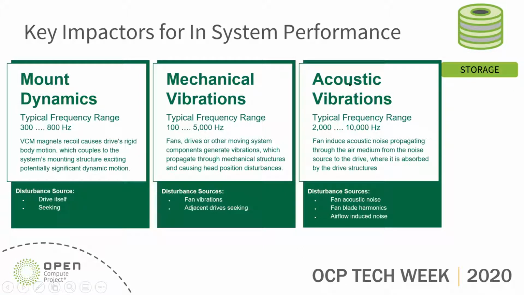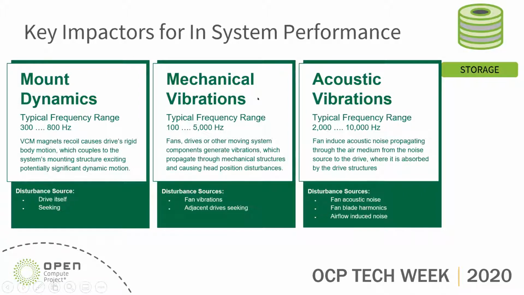The difference between acoustics and mechanical vibrations is in the travel path. Acoustic vibrations go through the air mainly. They're created mostly by the fans. When they reach the hard drive, they get absorbed through the top cover or the base deck, and they then affect the PES of the drive. The reason they are separated is not only because of the physical nature, but also the way they affect the drive and how the drive responds to them.